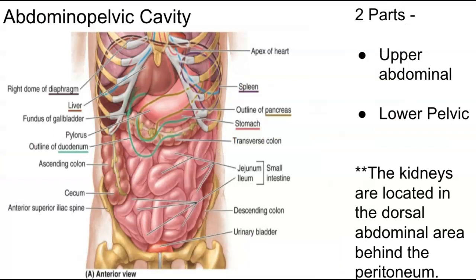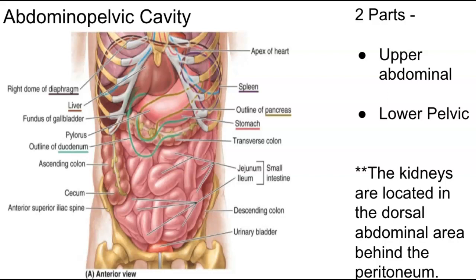Your abdominopelvic cavity is separated into two parts, the upper abdominal and the lower pelvic. The kidneys are actually located in the dorsal abdominal area behind the peritoneum, so they don't qualify as part of the abdominopelvic cavity because they're actually in the back.